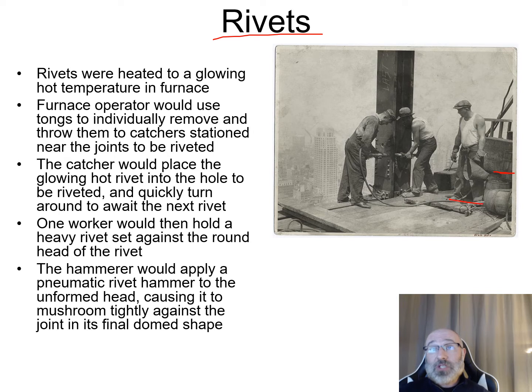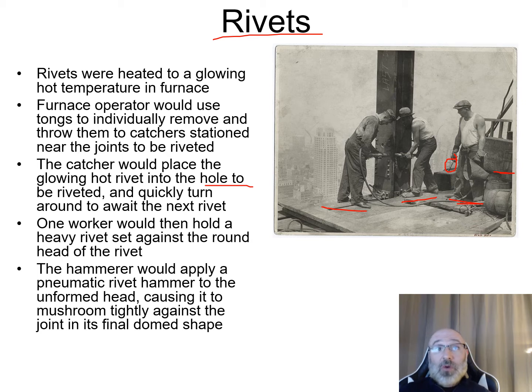Now you have this furnace operator right here, and he would use tongs to individually remove the rivets. You can see the tongs right there in his hand. He would throw them to the catchers, who are both stationed by the joint that needs to be riveted. So you see you've got your two catchers over here. The catcher would place the glowing hot rivet into the hole to be riveted and then quickly turn around and wait to catch the next rivet.